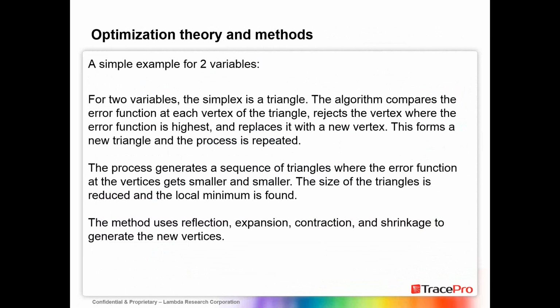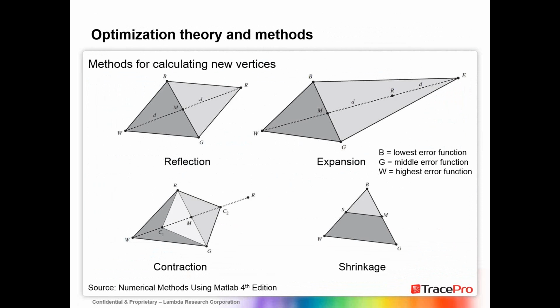This forms a new triangle, and the process is repeated, and that's one iteration each time we repeat the process. The process generates a sequence of triangles where the error function at the vertices gets smaller and smaller, and the size of the triangles is reduced, and the local minimum is found, finally. The method uses reflection, expansion, contraction, and shrinkage operations to generate the new vertices. So that's what you see in the legend on the trend chart in the optimizer log.